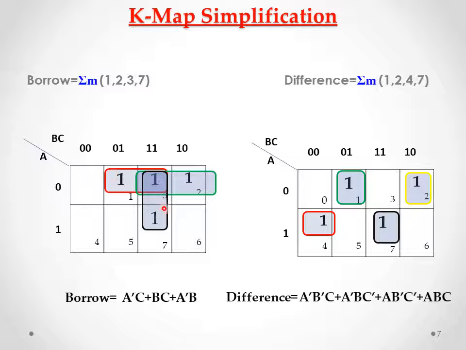We are placing 1 in the corresponding cells. In this map, two cell grouping is possible, so we group them and the logical expression is written. And in this difference K-map, all ones are grouped individually, so we cannot reduce it by using K-map. So further we can simplify the logical expressions by using Boolean algebra.